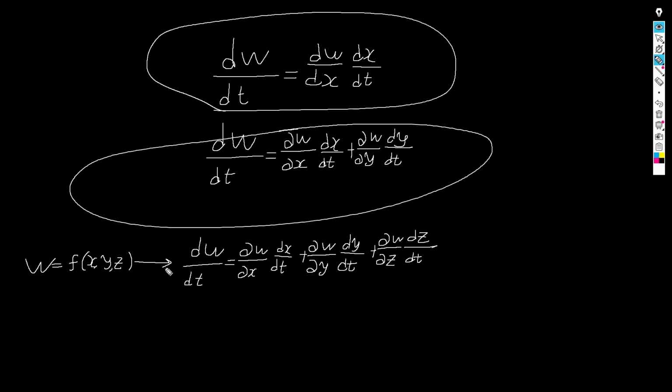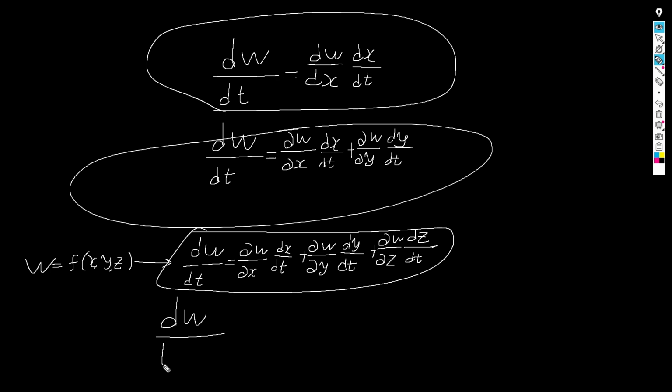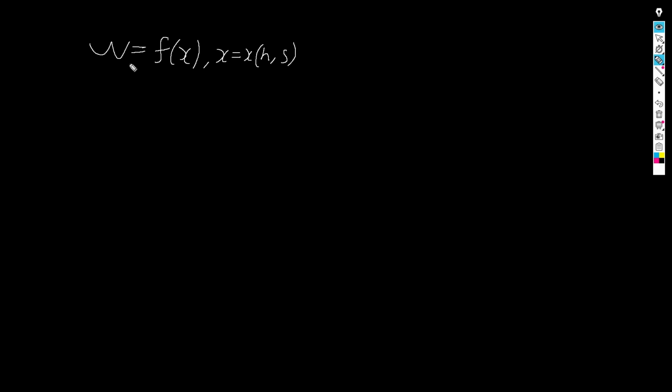And if we had w be a function of three variables, which were all functions of one variable, this would be the chain rule. So can you guess what the chain rule would be if w was a function of four variables? It would be a sum of 4 terms. I'm not trying to write all that right now because that's way too much, but you know what I'm saying.